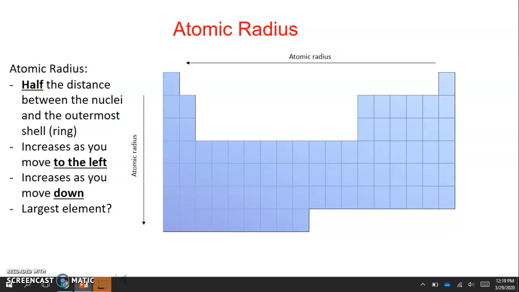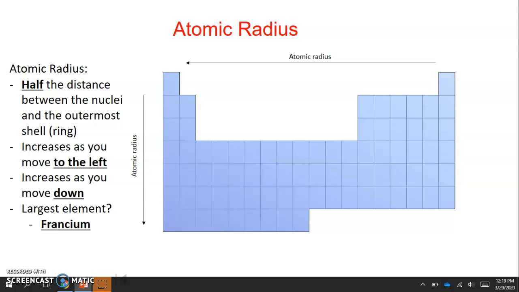So if we look at a periodic table, and you guys should have your reference tables and also all the tables in your notes, it doesn't matter which one you look at, take a minute, pause the video, and see if you can figure out what the element would be with the largest radius. So remember, it increases as you move to the left, and it increases as you move down. So take a minute to do that. So your element with the largest radius is francium.